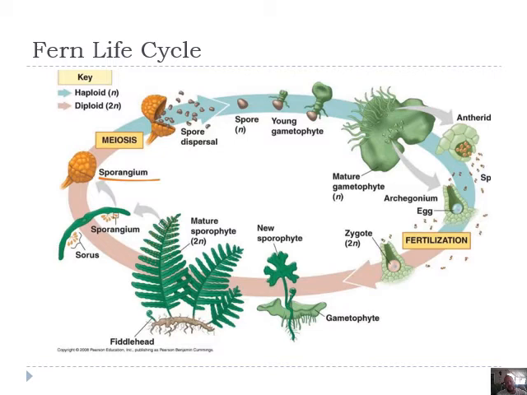Inside of that sporangium, we're going to have spore formation through the process of meiosis, and then that is going to be released. That's going to land in its correct environment, and then it's going to start growing. So you can see the blue is haploid and the pinkish color is diploid.